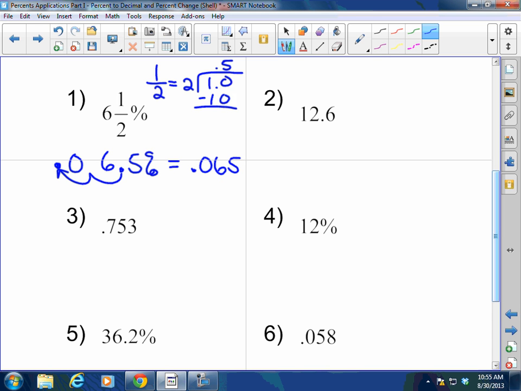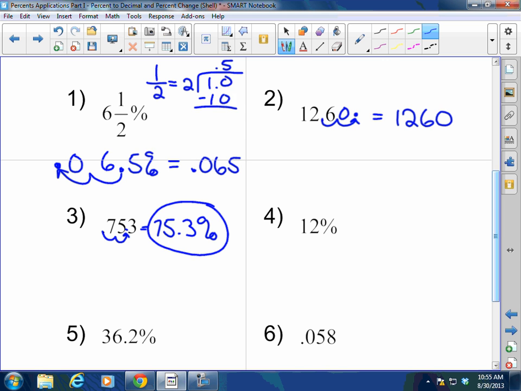0.065. Here I have 12.6 for number 2, and I want that in a percent. So I'm going from a decimal to percent, so I'm going to go right 2 places. 1, 2 to the right, place my decimal, fill in the gap with a 0, so that's 1,260%. 0.753, I'm going to turn that into a percent. So I'm going to go to the right, per, RT, 2 places. 1, 2 to the right, place my decimal, so that's going to equal 75.3%. Please make sure you put the percent symbol when needed.